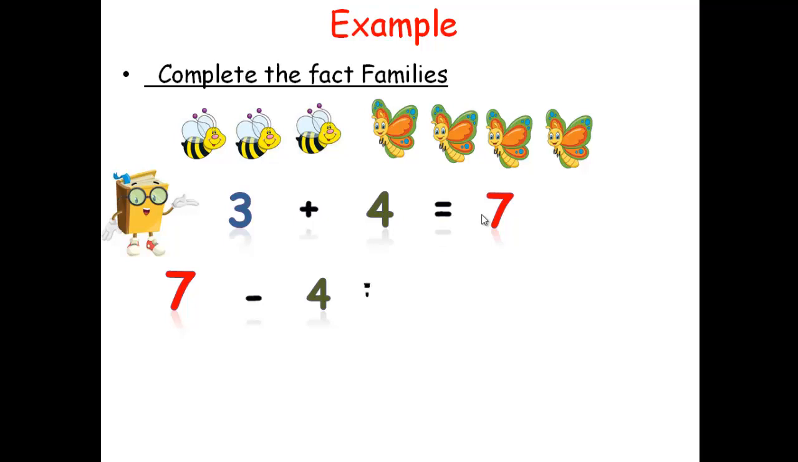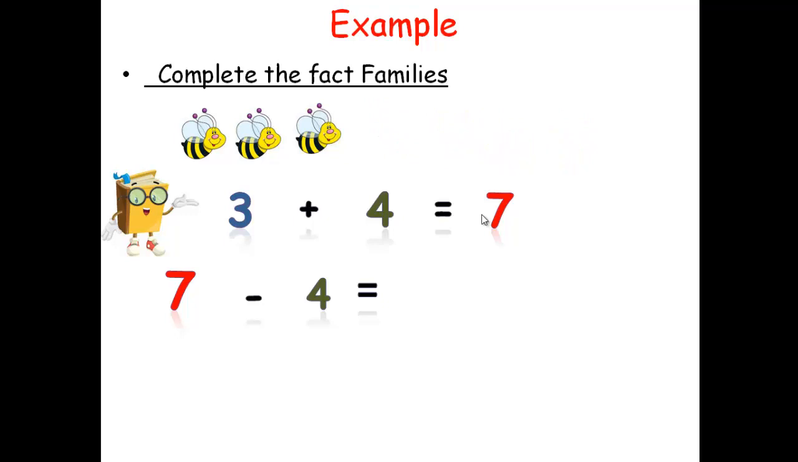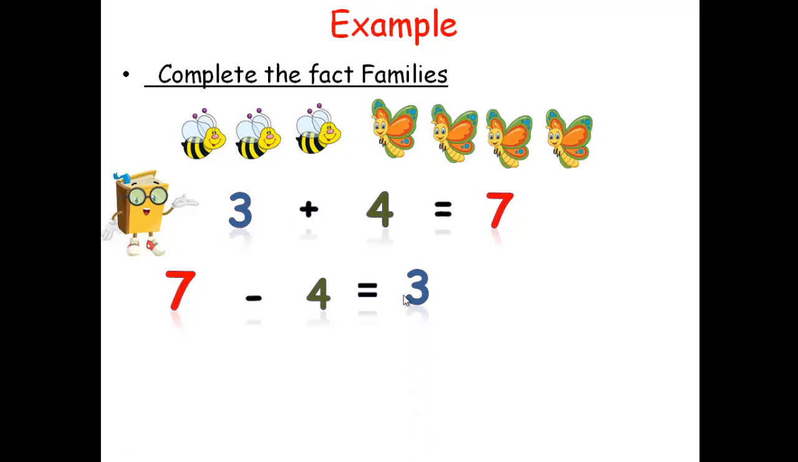So, let me check. Look at the picture. What is going to happen if I took the 7 and the 4? What is the remaining number? Very good. It's the 3 bees. So, the answer is 3. Very good. Okay, let's do the second fact family.